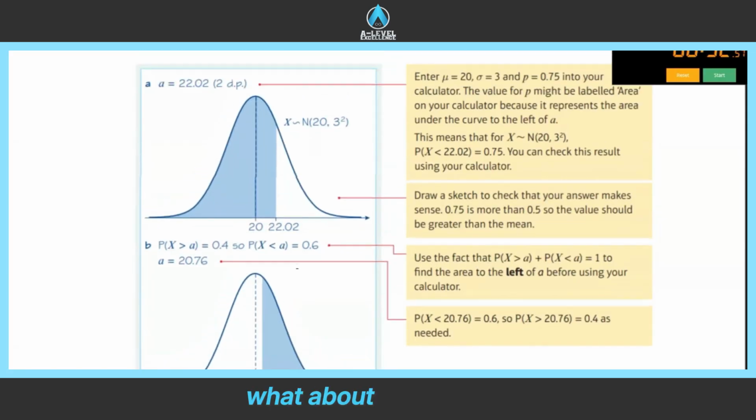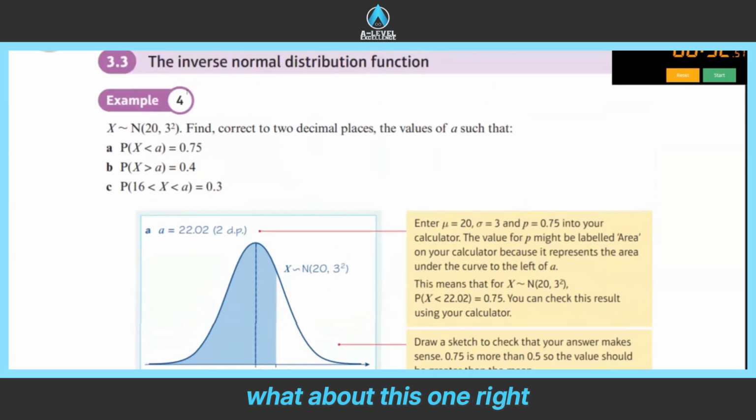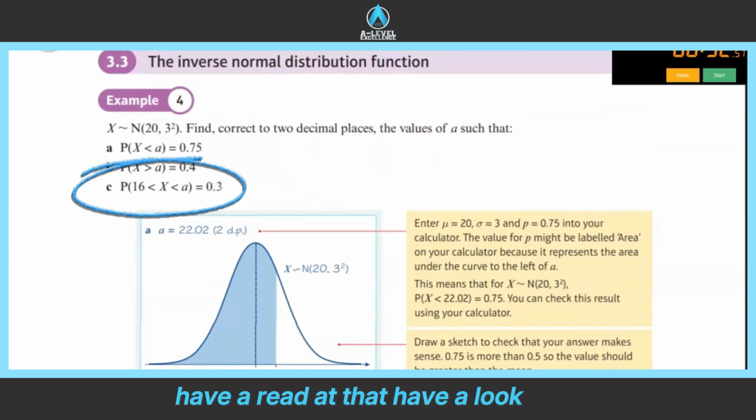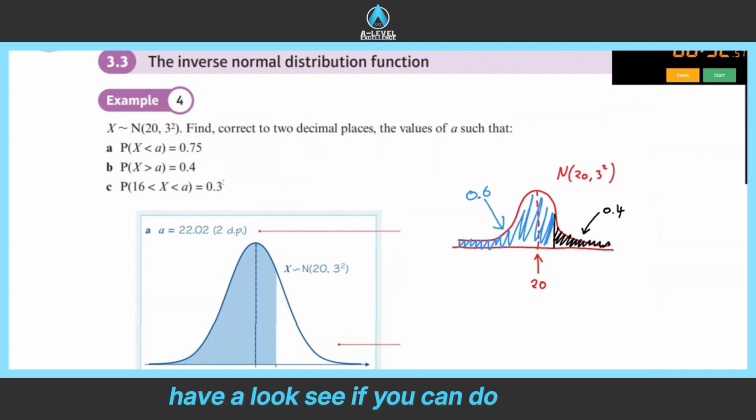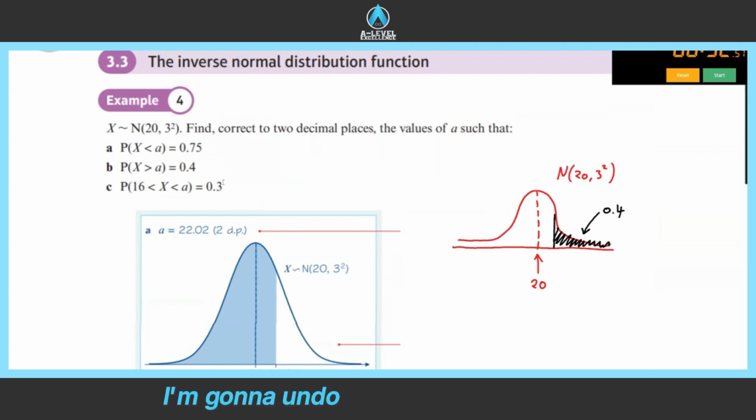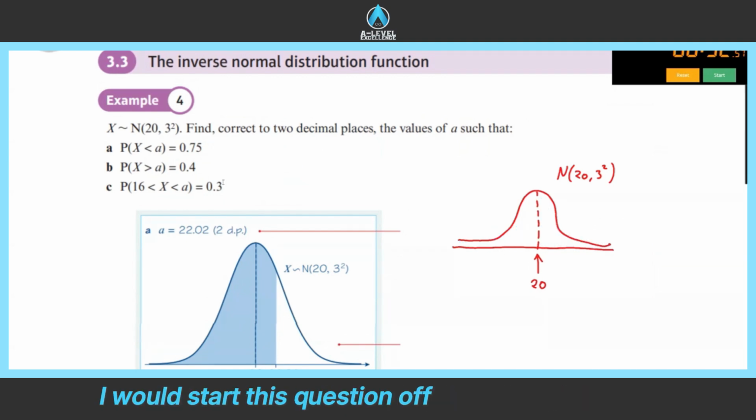What about this one, right? Have a read of that. Have a look at it. I just want to see if that makes sense, right? Have a look. See if you can do it. I'm going to undo the graph again. So we're here. I would start this question off with a blank graph like that, and we're going to draw on it, right? So how are we going to do this?